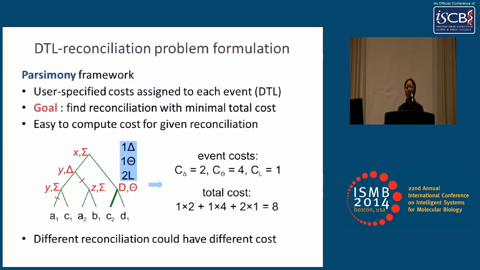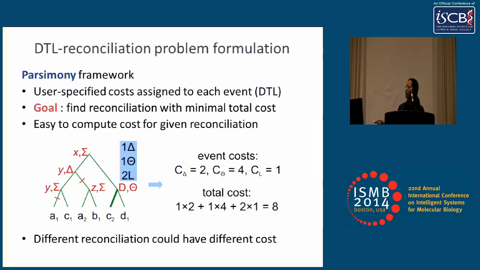So if we want to try to solve this DTL reconciliation problem, there's multiple ways to do it. The most popular approach that people use right now is using parsimony, in particular maximum parsimony. Here we are given user-specified costs for each event, so duplication, transfer, and loss are each assigned a positive cost. Usually we assume speciation is a null event, so it has zero cost. And the goal is to find the reconciliation with the minimal total cost.